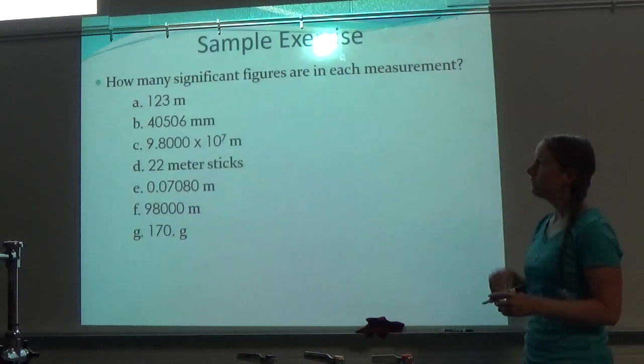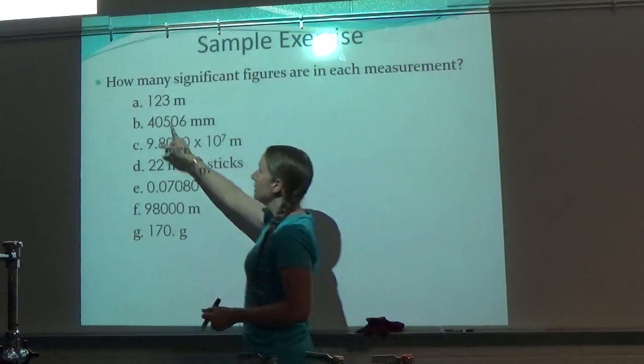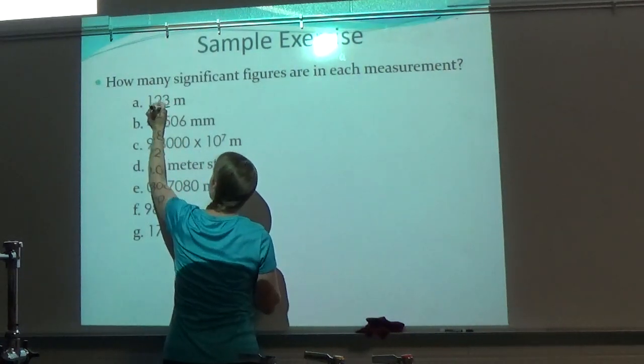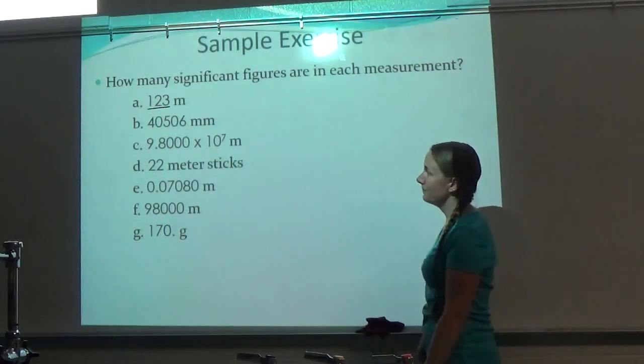All right, so let's look at the first one. What I'm going to do is I'm just going to underline. So 1, 2, 3. Are any of those zeros? Nope. So they are all significant. So for part A, there would be 3 significant figures.